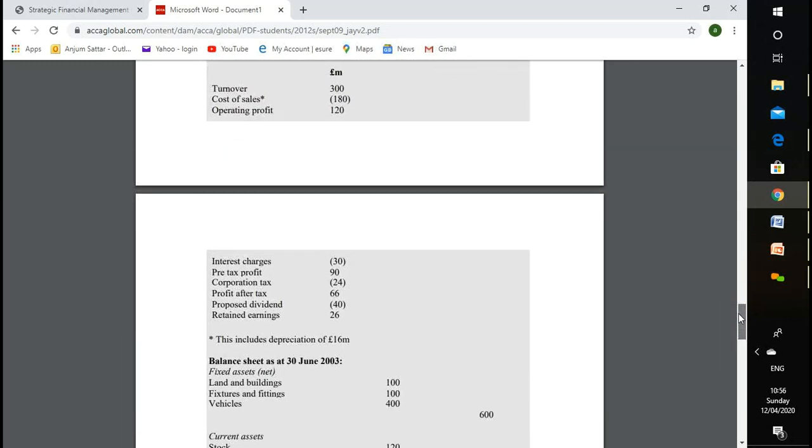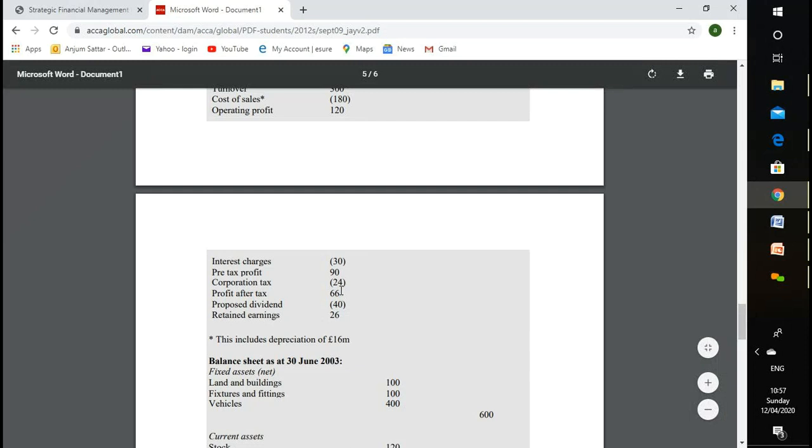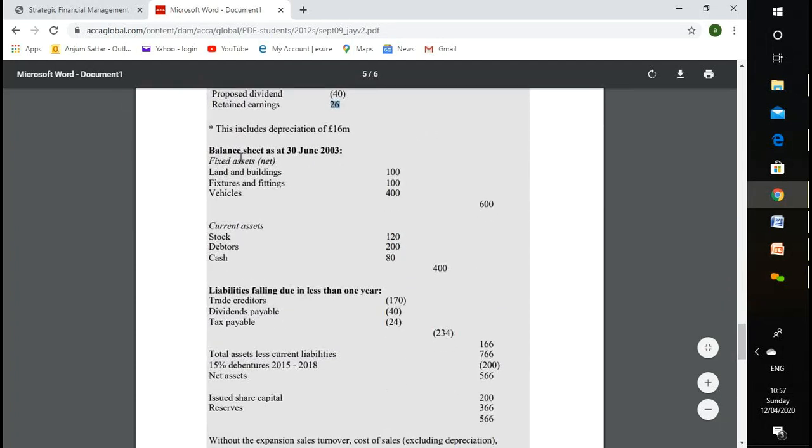The last statement shows the asset turnover, the cost, and the profit. The operating profit is 120, the interest charge is 30, then pre-tax profit, corporation tax, and after tax we have a profit after tax of 66. We are paying a dividend, so we have retained earnings of 26. This includes the depreciation of 16 million worth of assets, which we need to look at as well, because that's a non-cash expense.